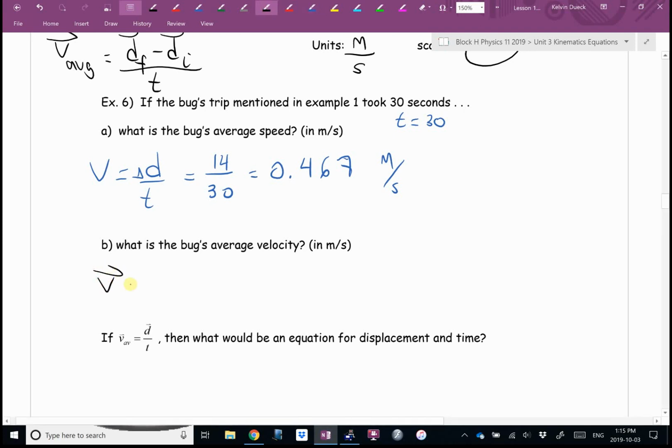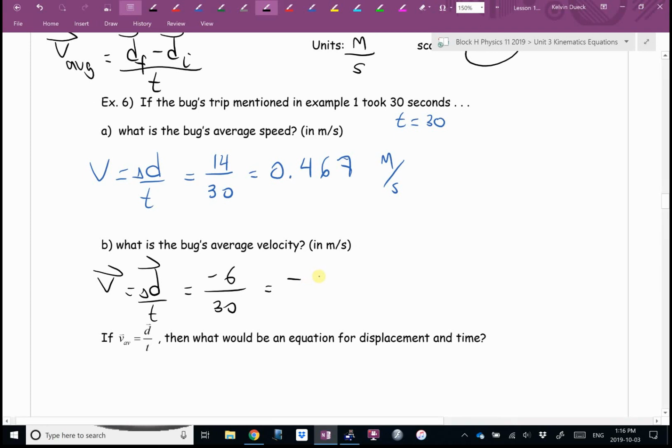Now let's compare that with its average velocity. Average velocity is going to be the change in displacement over time. What was the displacement of that bug? Do you remember? If you're not sure, go look. -6 over 30. You're going to get a negative answer. 0.2, I think, if I do the math in my head. Double check me, but I'm pretty sure.